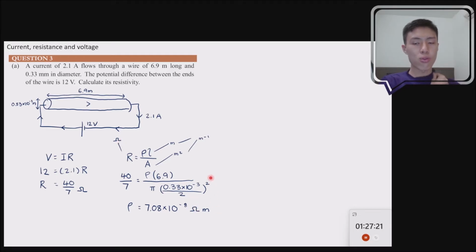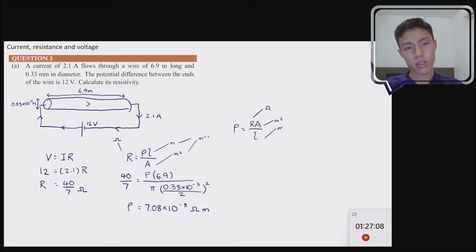You have to do a bit of deduction. Maybe if you cannot see it, you rearrange the equation to be rho, then it will be RA over L. So RA over L, this one is ohm, this one is meter square, this one is meter. Combine meter square and meter, you get meter. Combine ohm and meter, you get ohm meter. So this is the unit for resistivity.